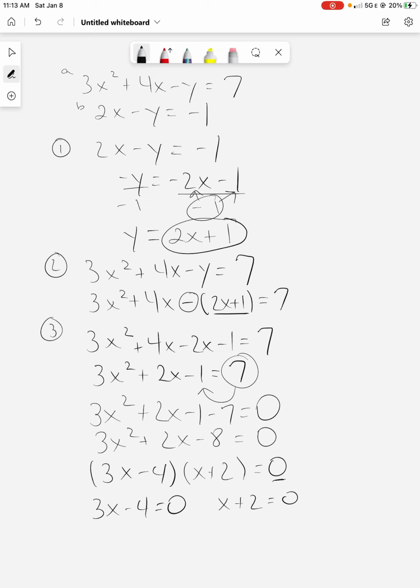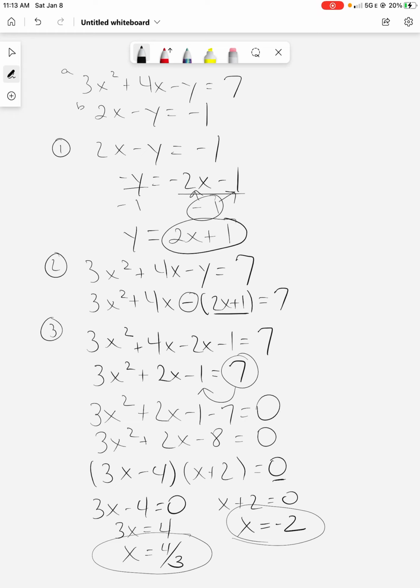So on this one, we subtract 2 from both sides and we get x equals negative 2. We add 4 to both sides and we get 3x equals 4. Divide by 3, x equals 4/3. So in this case, there are two values that make my x true that would work. x can be negative 2 or x can be 4/3. That means that we're also going to get two y values.